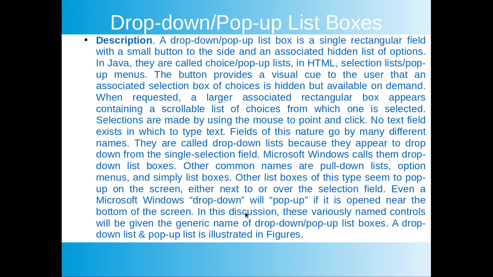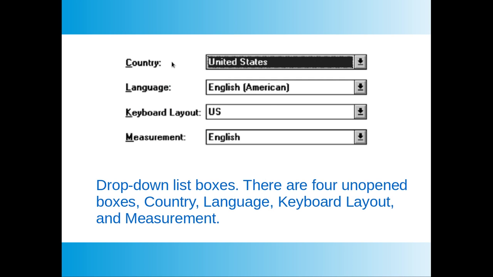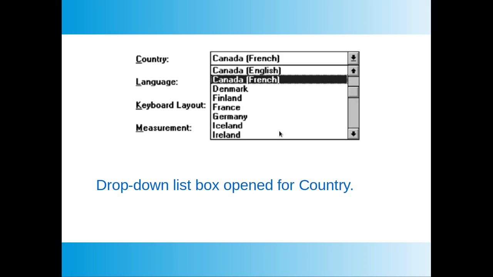Drop-down list and pop-up list are illustrated here. Here we can see drop-down list boxes. There are 4 unopened boxes: country, language, keyboard layout, and measurement. When the user clicks this one, it opens up the countries, and user is allowed to select only one. Similarly for language, keyboard layout, measurement also.